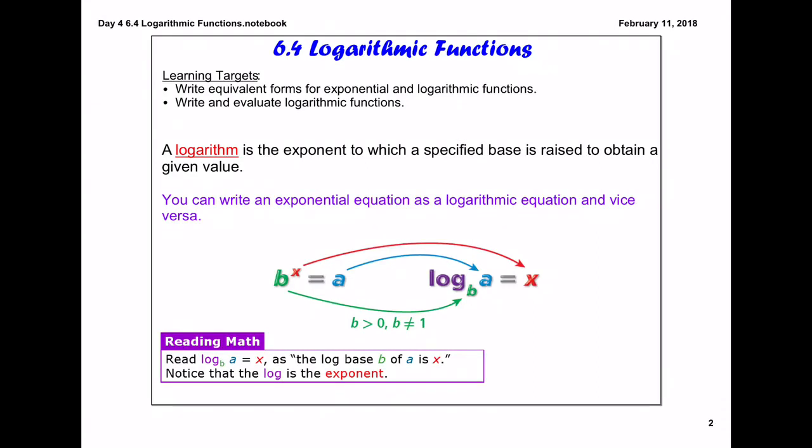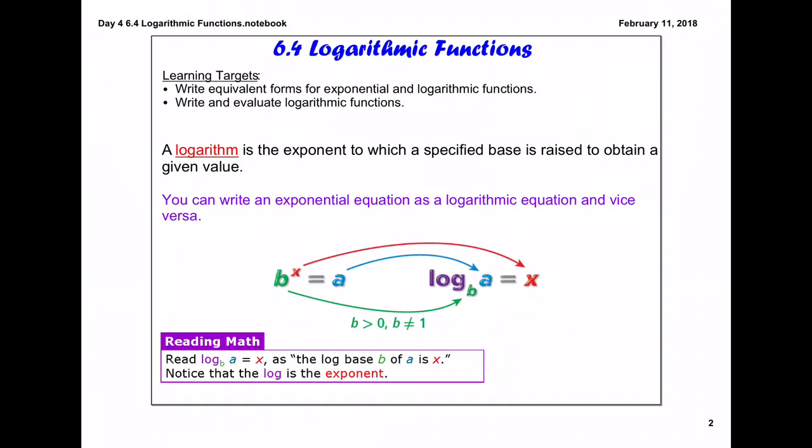Unit 6, Day 4, Logarithmic Functions. Today you are going to write equivalent forms of exponential and logarithmic functions, and you are also going to write and evaluate logarithmic functions. A logarithm is the exponent to which a specified base is raised to obtain a given value. You can write an exponential equation as a logarithmic equation and vice versa.